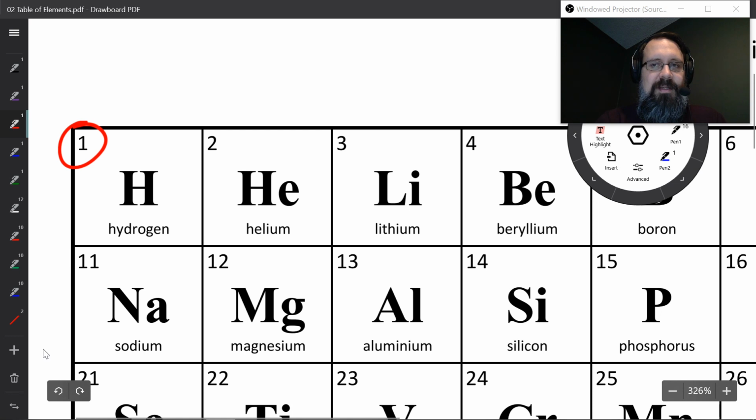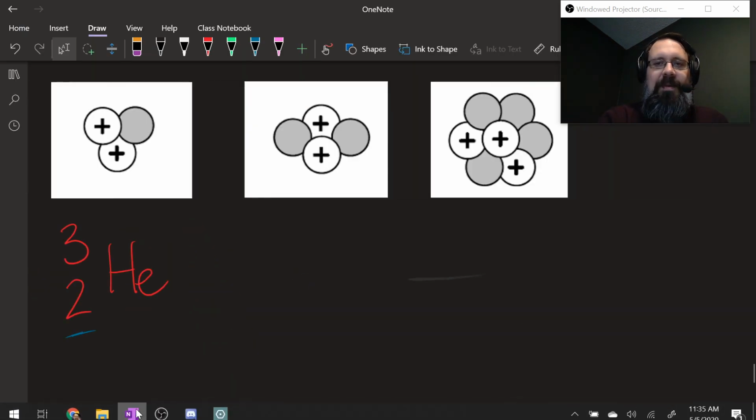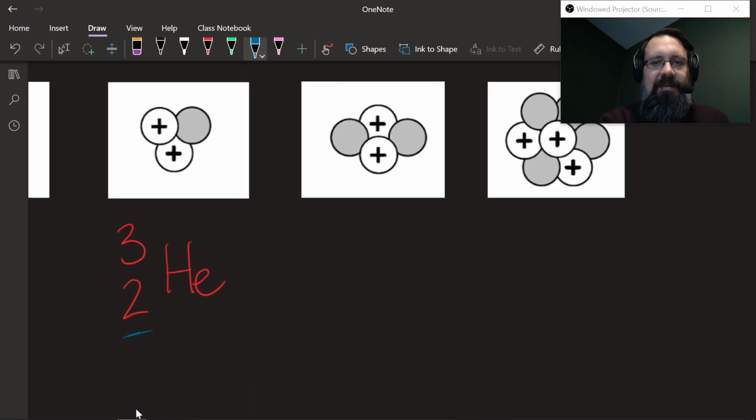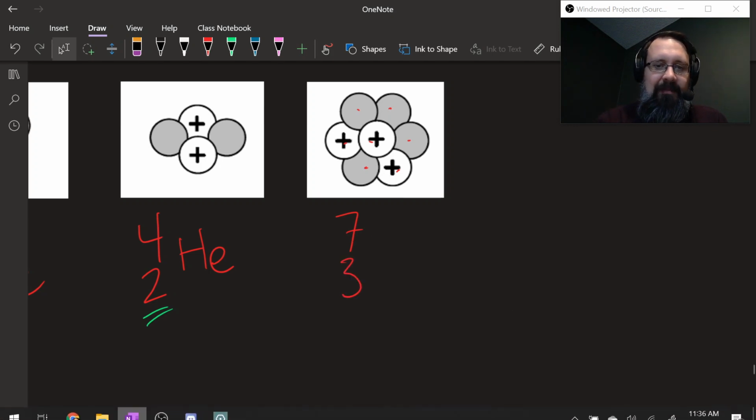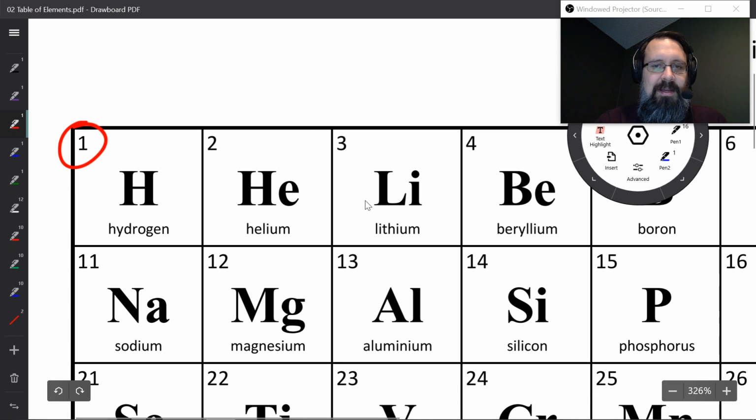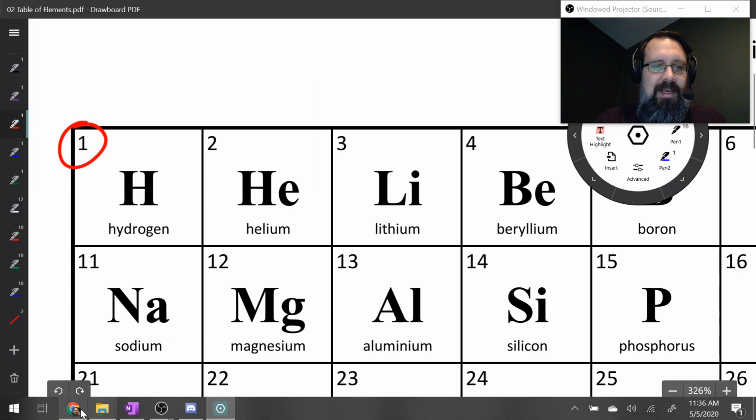If we keep going, this one has 4 nucleons, 2 protons. What is the name of this element? Helium. This is still helium because it still has 2 protons. And then this last one, let's see, 1, 2, 3, 4, 5, 6, 7 nucleons, and 3 protons. So this is the next element with 3 protons, and that's lithium.